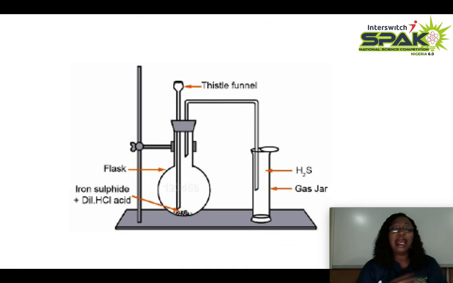Now, another gas that you are familiar with is hydrogen sulfide. Hydrogen sulfide is produced when you have dilute HCl react with a metallic sulfide. In this case, we have iron sulfide. Hydrogen sulfide gas will be produced. It has a rotten egg smell, and you can perceive it immediately it is produced in the laboratory.